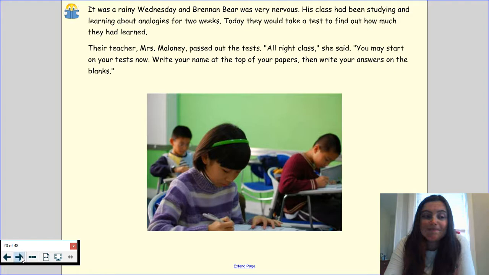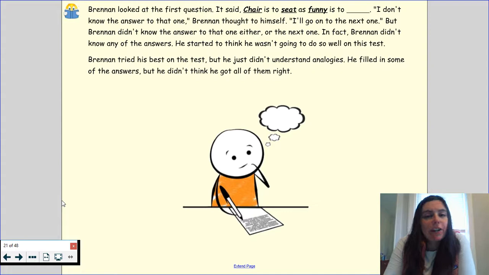Brennan looked at the first question. It said, "Chair is to seat, as funny is to blank." "I don't know the answer to that one," Brennan thought to himself. "I'll go on to the next one." But Brennan didn't know the answer to that one either, or the next one. In fact, Brennan didn't know any of the answers. He started to think he wasn't going to do so well on this test. Brennan tried his best on the test, but he just didn't understand analogies. He filled in some of the answers, but he didn't think he got all of them right.